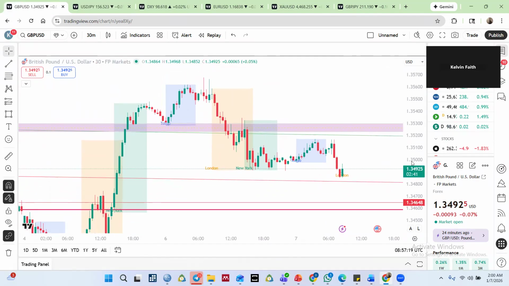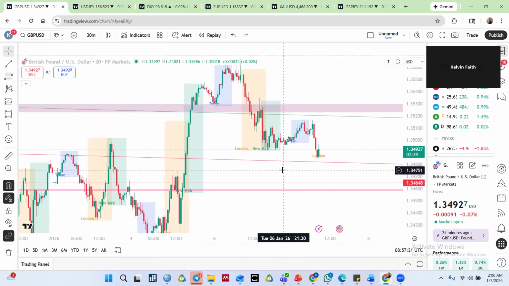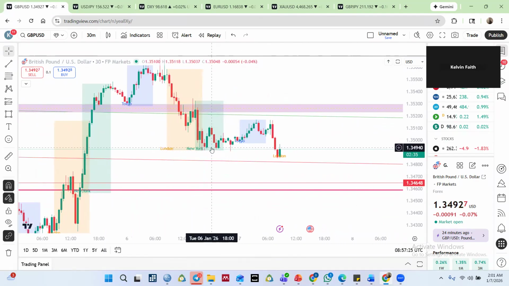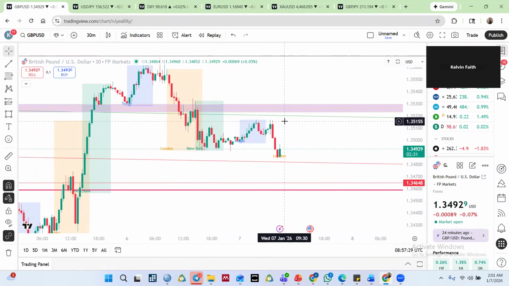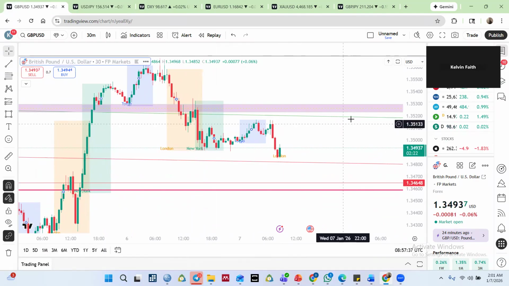And for GBP USD, I think it is creating a support right now. So it's the same thing. I also want to be selling GBP USD above this resistance here and also above this support. Okay, I also want to be buying above this support here, that is if it fails to serve as a resistance.